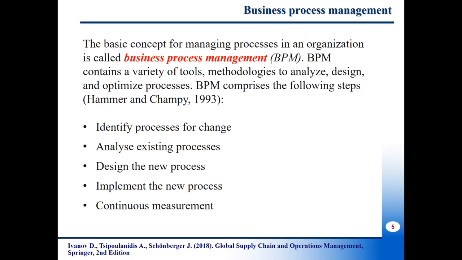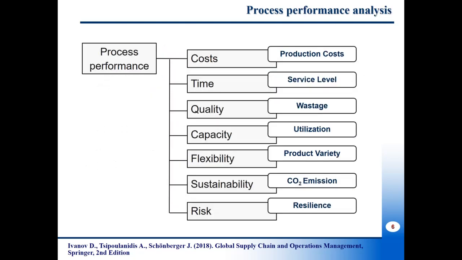First, we have to identify processes for change, then analyze the existing process, design a new process, implement the new process, and continuous measurement. A process can be optimized subject to finding its best state with regard to the following: cost, time, quality, capacity, flexibility, sustainability, and risk.